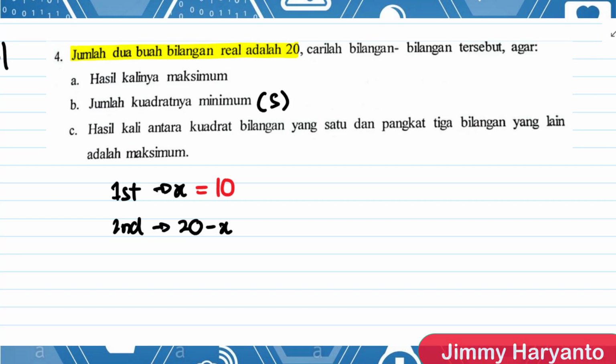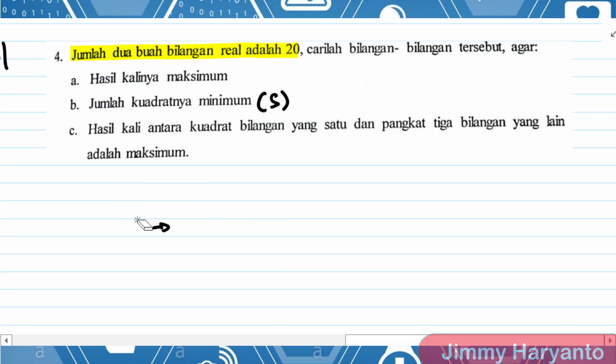And because the value of x equals 10, that means the second number is also 10. 20 minus 10 equals 10. Okay, that is the answer for B. Now it's time for us to answer C.